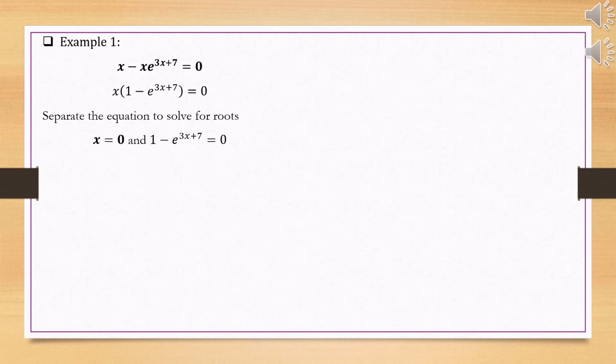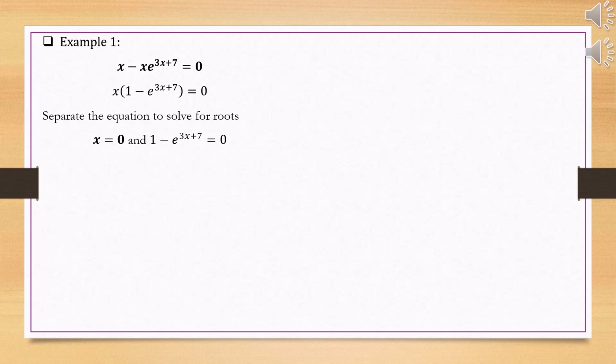Let's look at some examples. Example 1 shows us a problem statement that wants us to solve for x. At first glance, we can see that this is a polynomial, so there will be more than one solution to x. We would first want to extract the x from the problem statement so that the new statement looks like x(1 minus e to the power of 3x plus 7) equals 0. Next, we separate the equation and solve for the roots. Here we see that x equals 0 and 1 minus e to the power of 3x plus 7 equals 0.